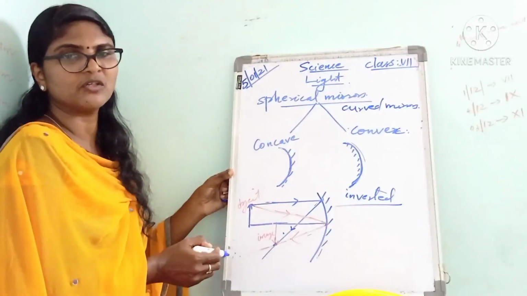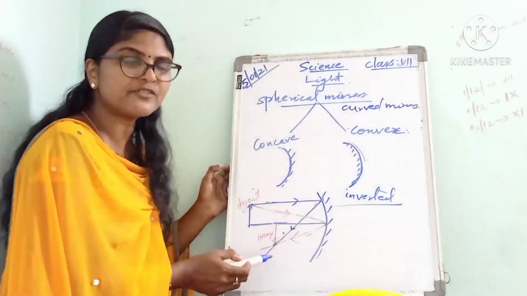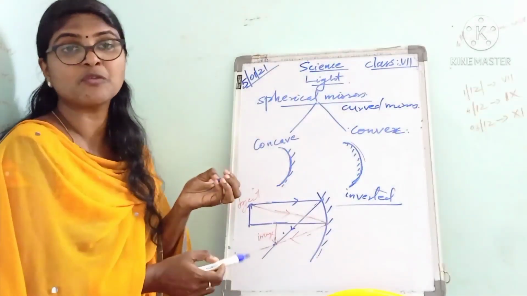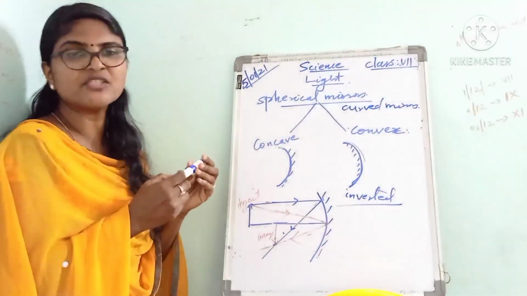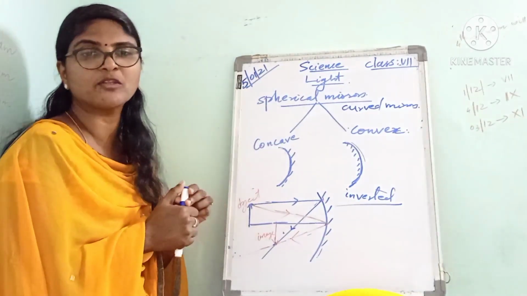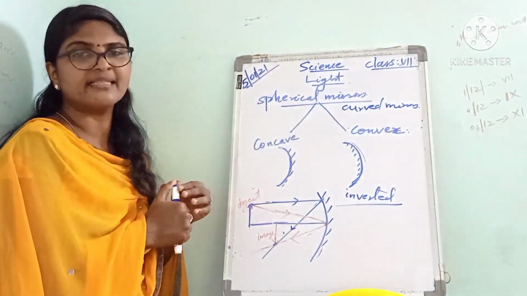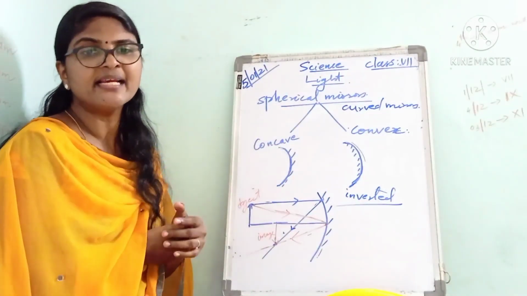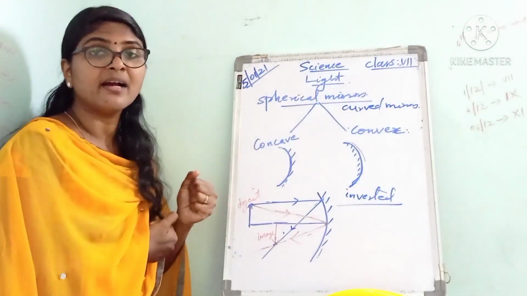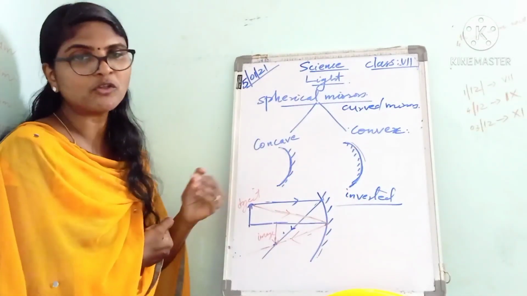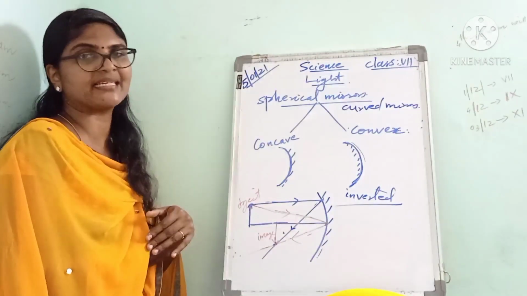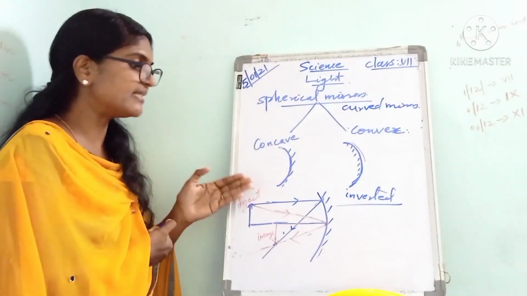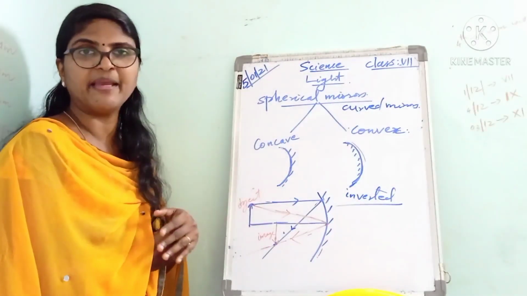So the image produced by a concave mirror is formed by actual reflected rays of light. That is why, by placing a screen in the path of reflected light, the image can be captured on that screen, because this is actually the real image.